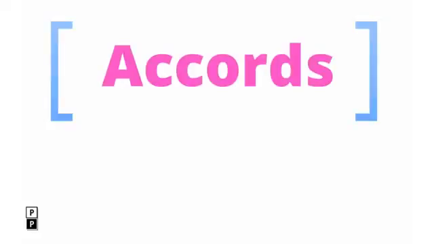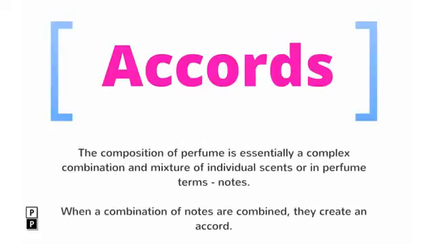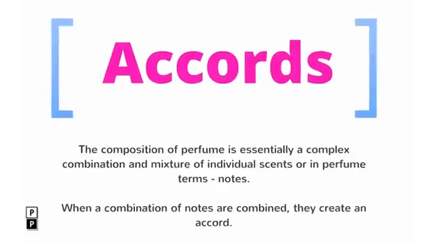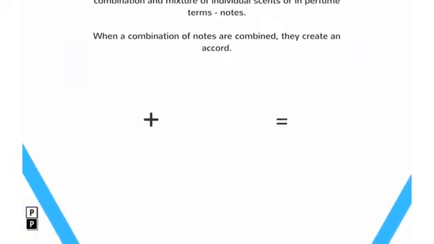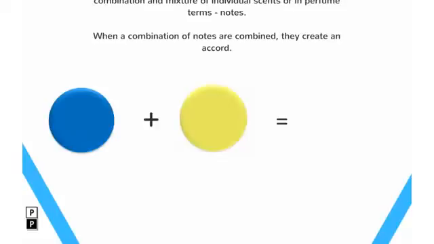So now that we know how and where the sources of scents are derived and organised, we can move on to the concept of accords. The composition of perfume is essentially a complex mixture of individual scents, or in perfume terms, notes. When a combination of notes is combined, they create an accord. The same concept is applied to music when individual music notes are combined to create chords. Alternatively, another simple metaphor is when you mix the colour blue with the colour yellow. When combined, you get a completely new colour altogether.